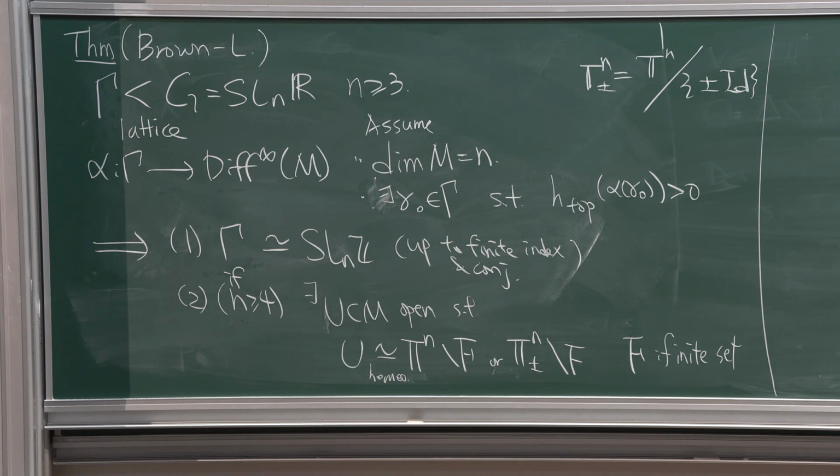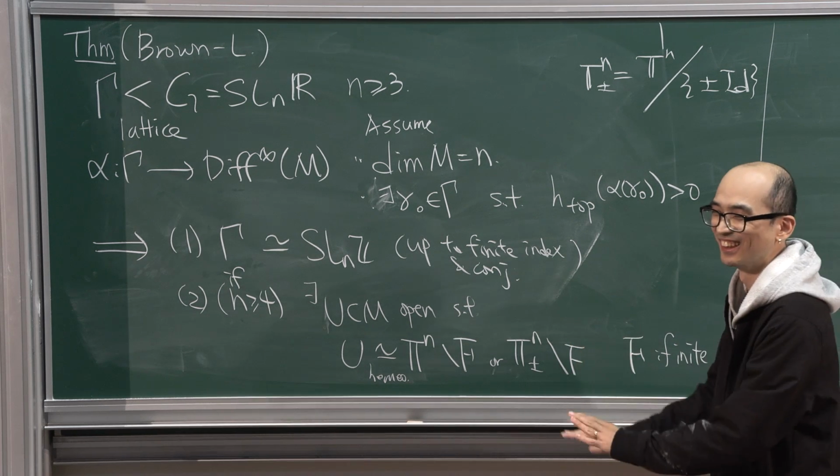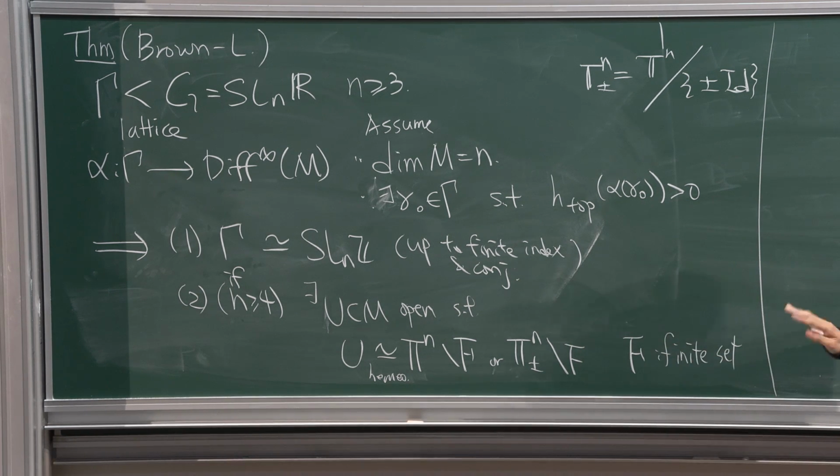So what happened at n equals 3? Okay, so I will not answer. There is some very weird reason we can only do this for n less than 4.